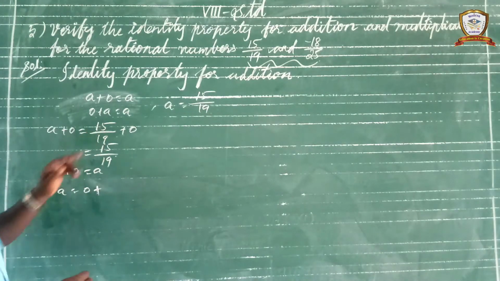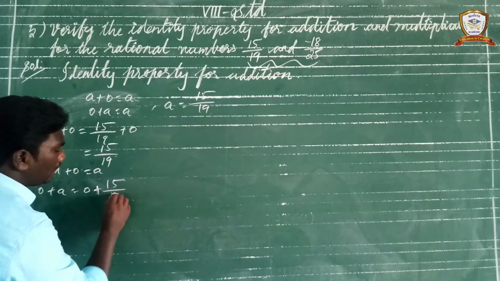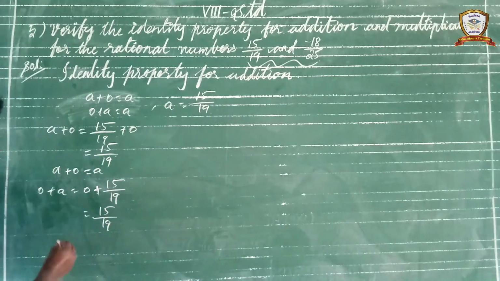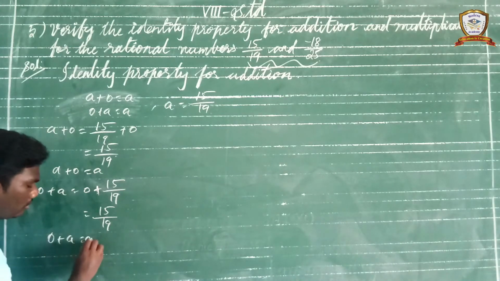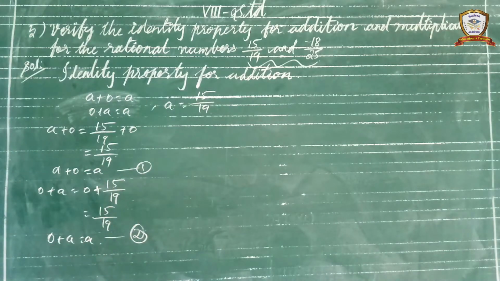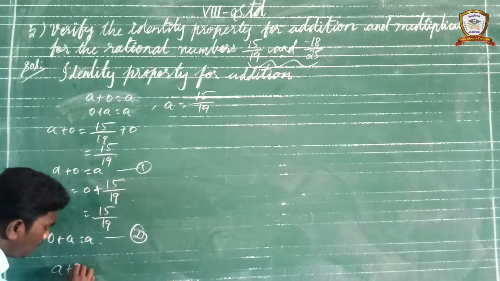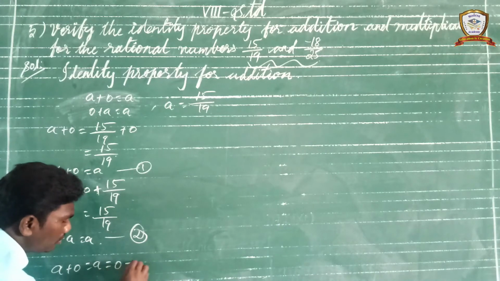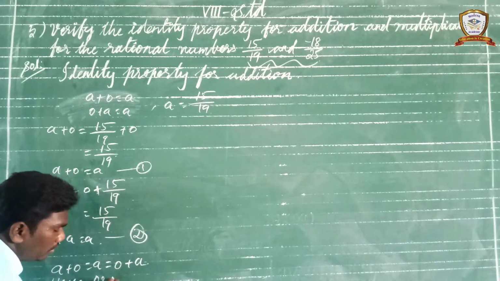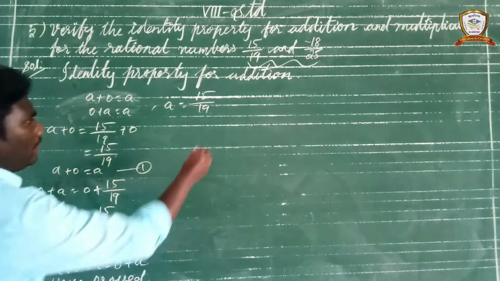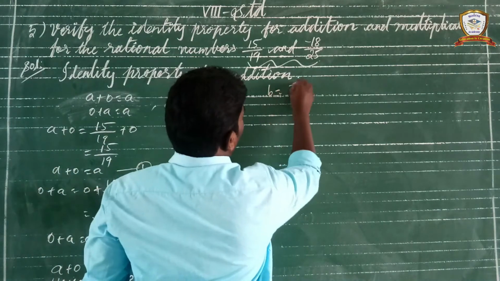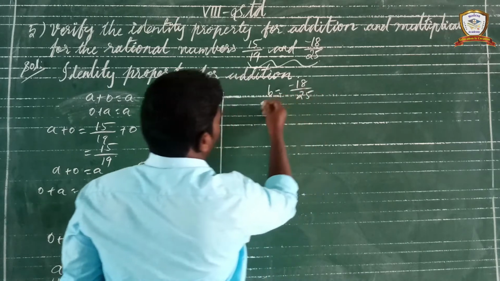The next one, 0 plus a. So here a is equal to 15 by 19. Therefore here the answer is 15 by 19 only. Therefore 0 plus a is equal to a. This one is the first equation, this one the second equation. Therefore both are the same only. Therefore a plus 0 is equal to a is equal to 0 plus a. So this one, hence proved. Okay. The next we take minus 18 by 25. So if we take b, minus 18 divided by 25. What's the formula?